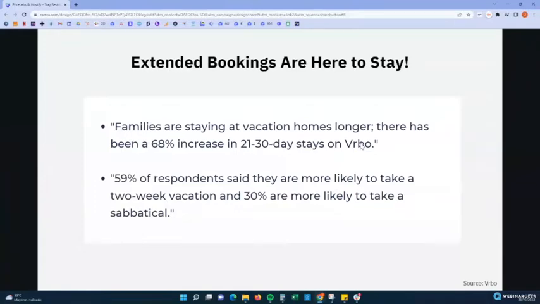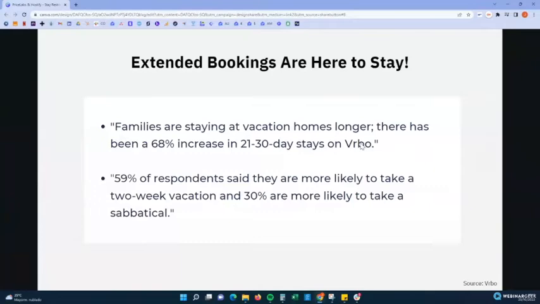And finally, they say 59% are more likely to take a 2-week vacation, and 30% are going to take a sabbatical, like a full year, where they can work. They don't need to work remotely. They can be anywhere. So they will be here and there staying, and obviously there will be long stays.